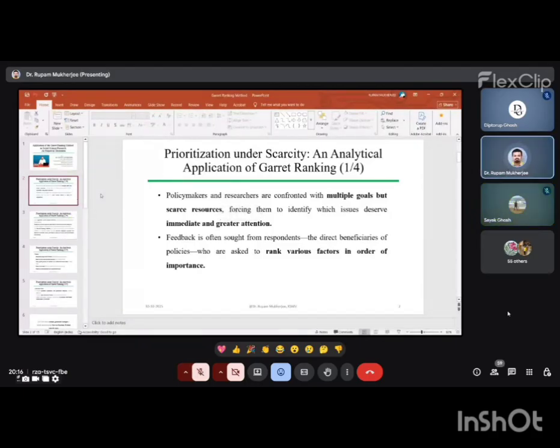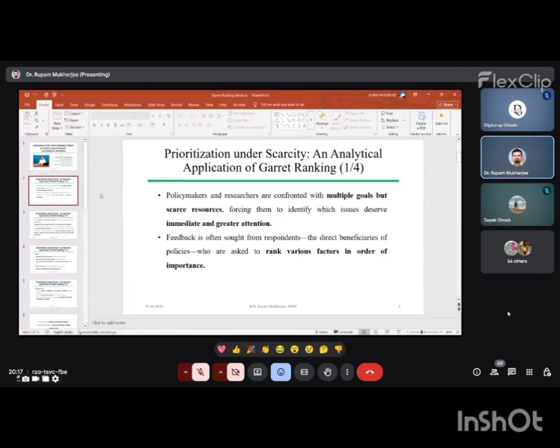Okay. So quite often in the field of social science research, both the policymakers and the researchers find themselves standing at a critical crossroad. On the one hand, there are multiple pressing goals that have to be achieved, but on the other hand, there are scarce resources, including limited budgets, manpower, as well as time. Now, this imbalance between infinite aspirations and finite resources compels decision makers to prioritize. We cannot fulfill all the goals. We have to prioritize which should be met first, which in the second. Now, they must ask which issues deserve immediate and greater attention, and which intervention should be taken to create the maximum impact given the resource constraint.